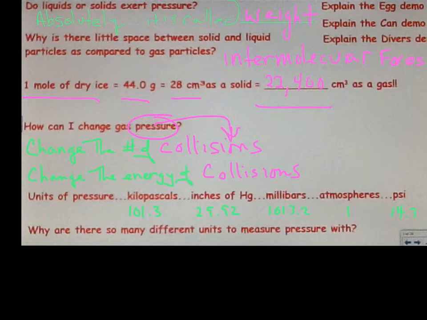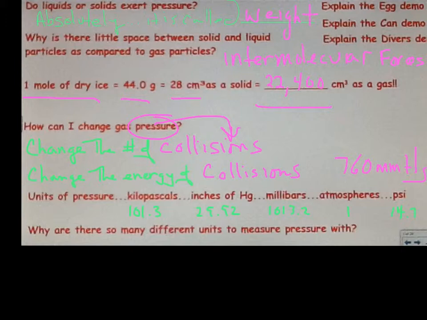Now, units of pressure can be in either kilopascals, inches of mercury, millibars, atmospheres, or pounds per square inch. It could be 101.3 kilopascals, 29.92 inches of mercury, 1013.2 millibars, 1 atmosphere, 14.7 pounds per square inch. In fact, there's another one too I should give you, and that is 760 millimeters of mercury.